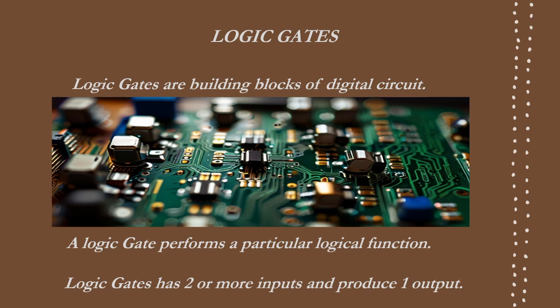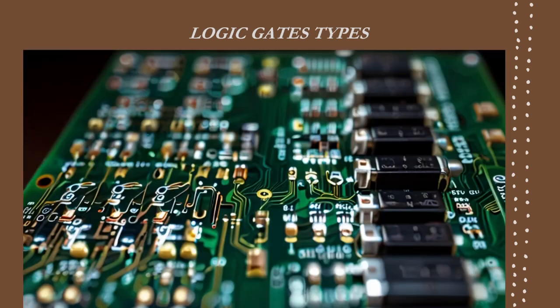A logic gate performs a particular logical function. A logic gate has two or more inputs and produces one output. Logic gates use binary logic, like zeros and ones, to process information. They receive input signals, apply a logical operation, and produce an output signal accordingly. So let's explore different types of logic gates.